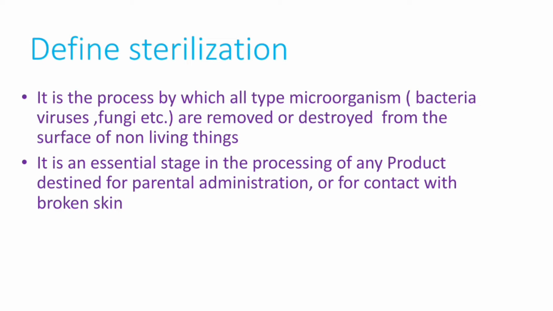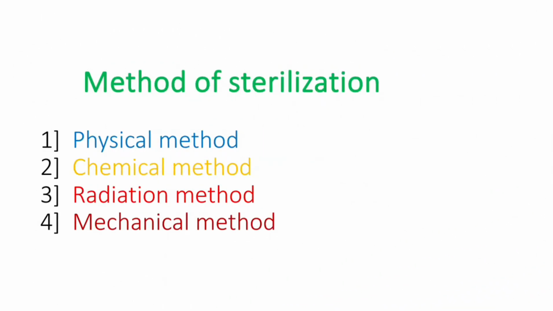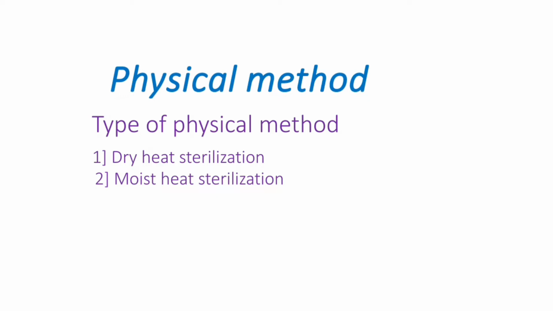If they are contaminated with microbes, the products or materials labeled sterile should be completely free from microbes or any kind of living cells. There are four main methods of sterilization, that is physical method, chemical method, radiation method and mechanical method of sterilization. We see first the physical method of sterilization, in which two types of physical methods are there: dry heat sterilization and moist heat sterilization.